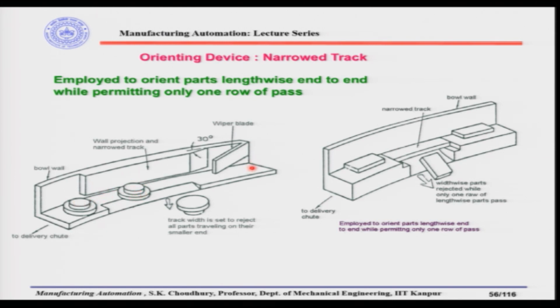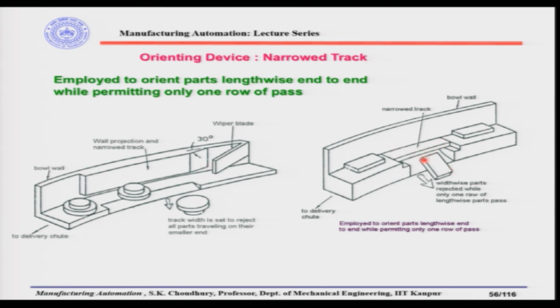So, all parts which are coming through the wiper blade, which are not in this orientation, will be rejected by the wiper blade, and when the remaining parts come after the wiper blade, parts with this orientation will be rejected because of the wall projection. So, here there are two orienting devices: the wiper blade, as we have discussed earlier, and this wall projection, which makes the track narrower. Both of them are passive devices, because they are actually rejecting the parts. Look at this arrangement of the orienting device.